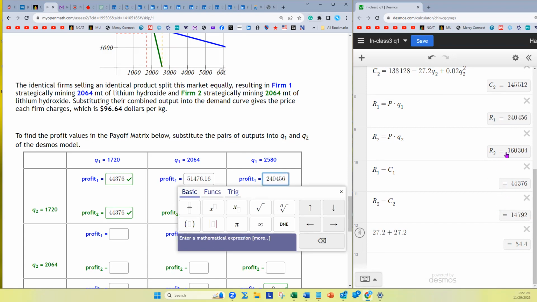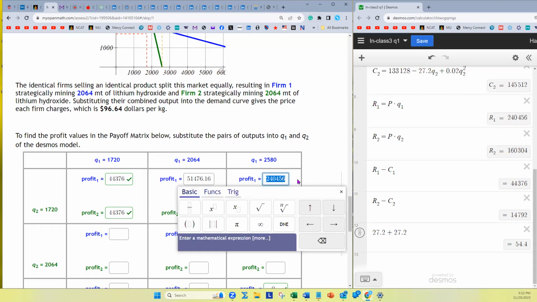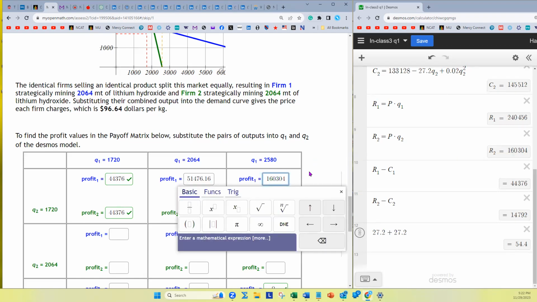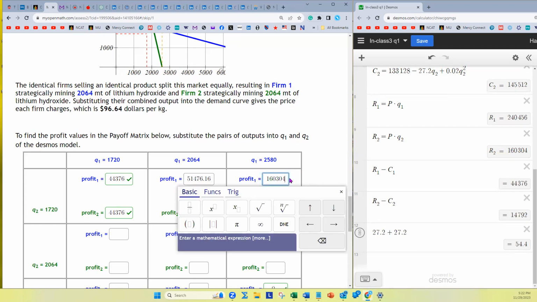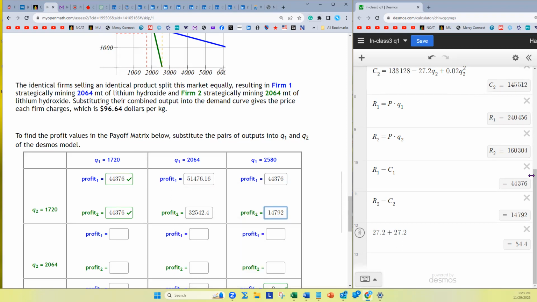Oops, sorry, that's revenue. Sorry, I'm looking at this wrong. Firm one's profits are 44,376. All right, I guess I'm just going to type it in. And firm two's is only 14,792.